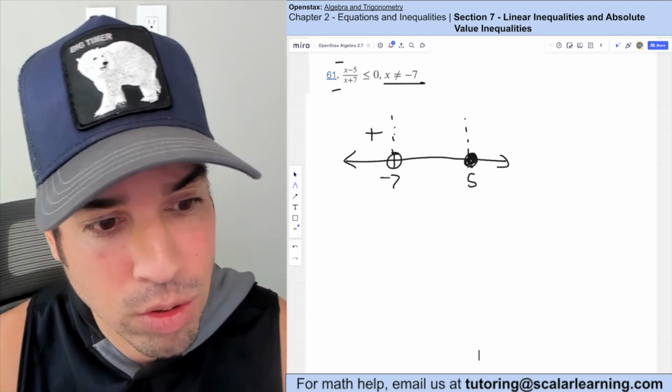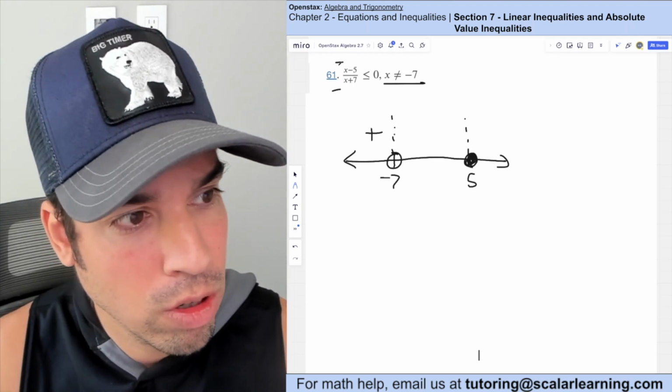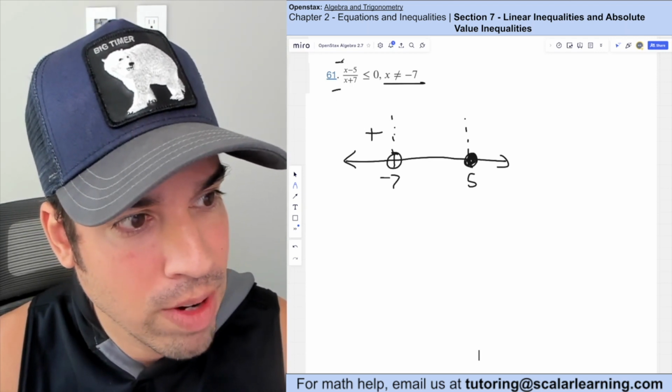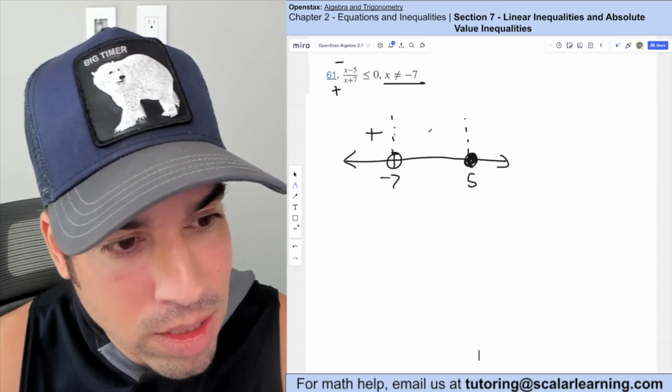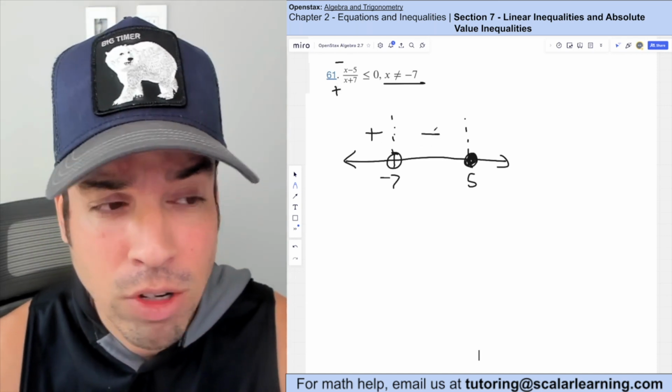If we look in between, we can choose any value. We can choose negative 6. We can choose 0. So I'm going to choose 0. So if I plug in 0, 0 minus 5 is negative. 0 plus 7 is positive. A negative divided by a positive is a negative. So this is part of our solution set.